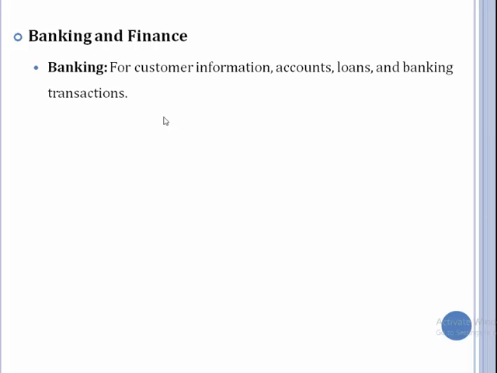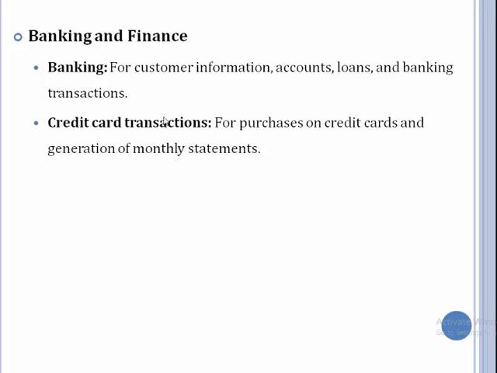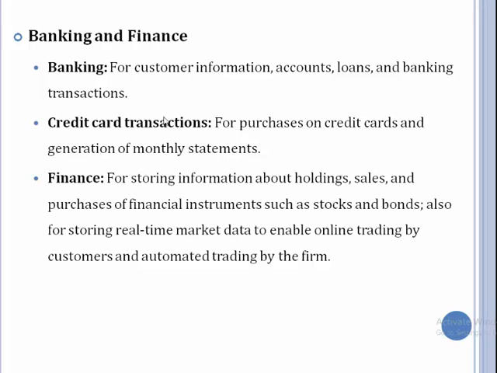And the next entity that can be added to this database is credit and transactions. Okay, so in this case it may contain the information about the credit card and the generation of monthly statements. That is called as credit and transaction. You can also add account holder information also. Okay, and next one is finance. So the information about the holdings and purchase of financial investments such as stocks and bonds can be added into this entity. So by grouping all these entities, we can make one database that is called as a banking and finance database.